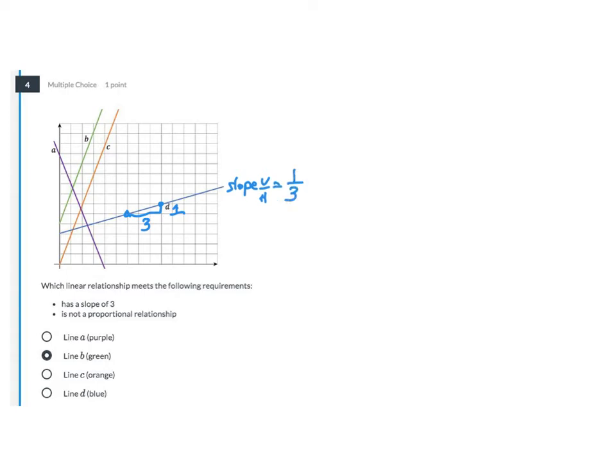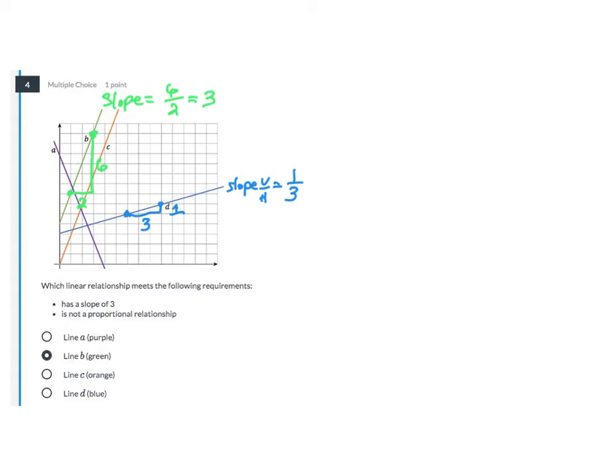Okay, so not D. Let's pick another one. Let's look at B. So I'm going to pick this point and this point on B. So it's 1, 2, 3, 4, 5, 6. So we have 6, 2. So slope B, vertical, which is 6 over 2. Divided out, that does equal 3.